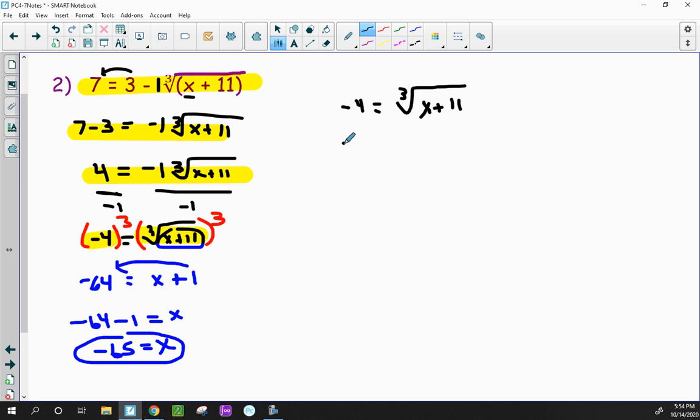Okay, and I'm going to put a -65, which is what I think the answer is. I'm going to put it in x's place. And so in the check, I'm just trying to see if this stuff right here equals -4. -65 plus 11 is going to be -54.